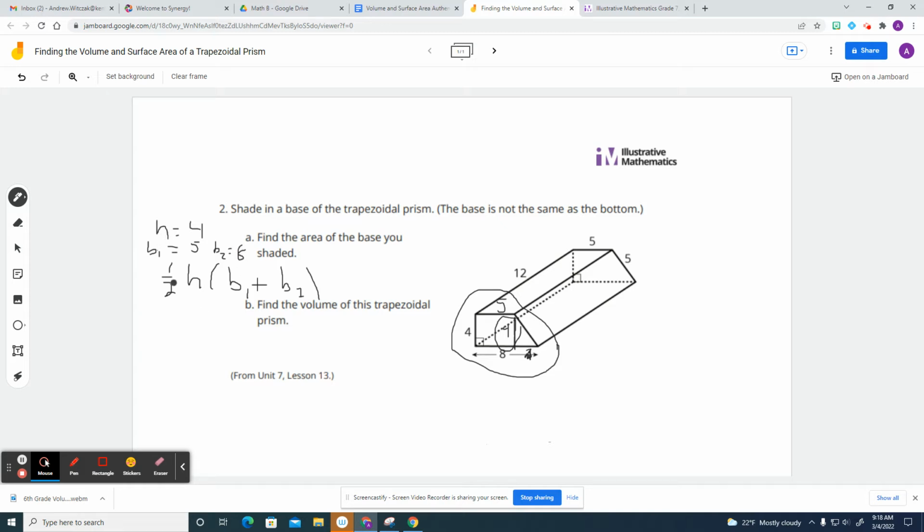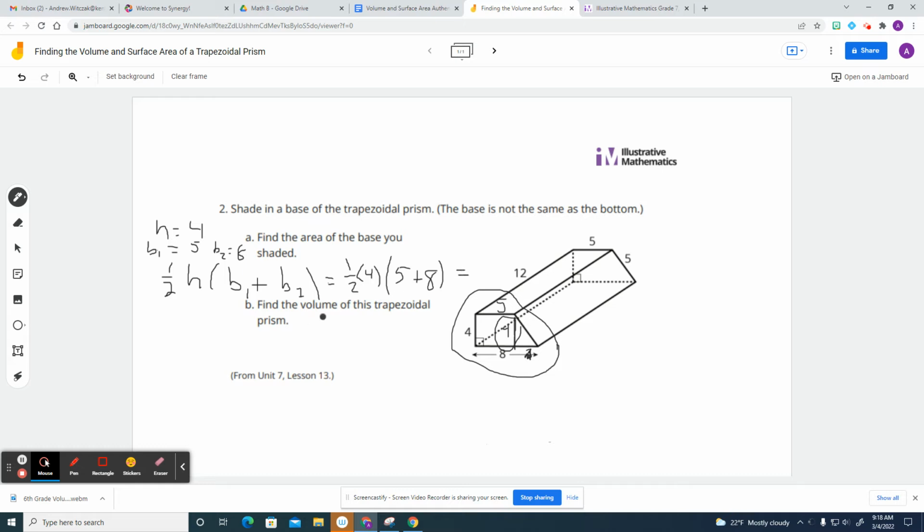So those are just the first base and the second base. What we do is just plug the numbers in. So we have 1/2 times the height, which is 4. I'm going to put parentheses for times, so you could use a dot or the times sign. And then times parentheses, I'm going to put 5 for B1 plus B2, which is 8. Now, parentheses means you add first. So 5 plus 8 is 13.